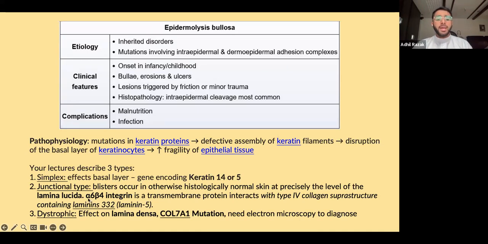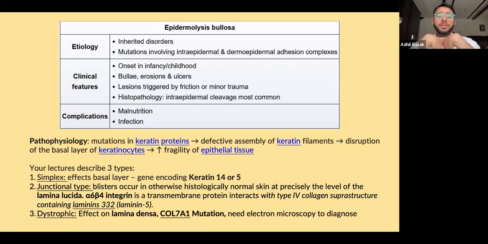Maybe you can think of alpha 6 beta 4 integrin, unless you're really good at the histology of skin, and then you can remember that these are junctional proteins. So alpha 6 beta 4 integrin is mutated in the junctional type. And this happens in otherwise normal histologically looking skin at the level of the lamina lucida. This alpha 6 beta 4 integrin is a transmembrane protein, which means that if this is a membrane, it goes through the entire thing. And it interacts with type 4 collagen superstructures containing laminins.